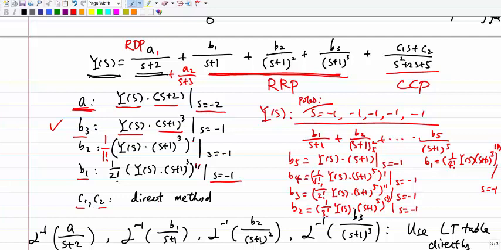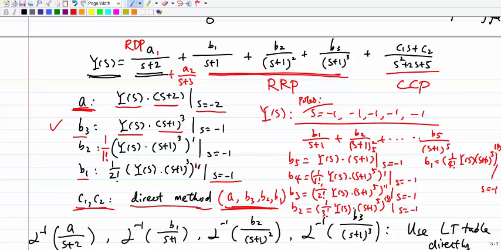So for c1 and c2, you use the direct method. Okay, of course you have to use a, b3, b2 and b1. Don't assume that we don't need them. No, you have to use them. You should calculate these values first. It will simplify the computation, right? Then you can find c1 and c2.